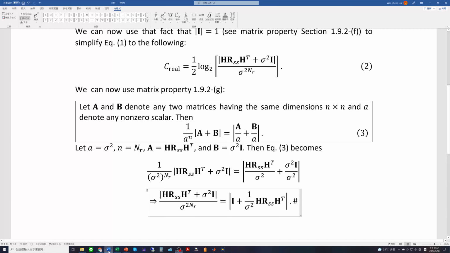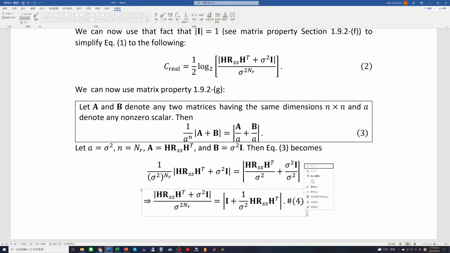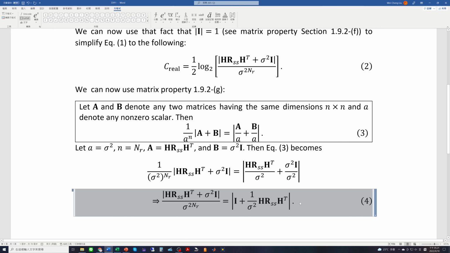Okay, so let us continue the third part of today's class. In the last part, we derived this equation, and we call this equation equation 4.